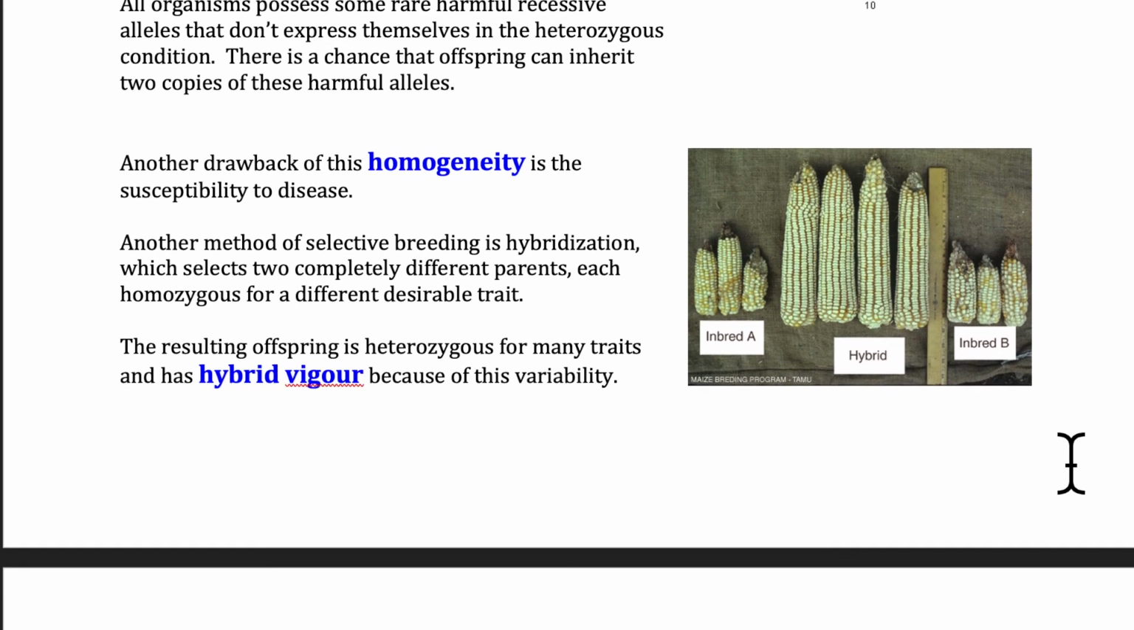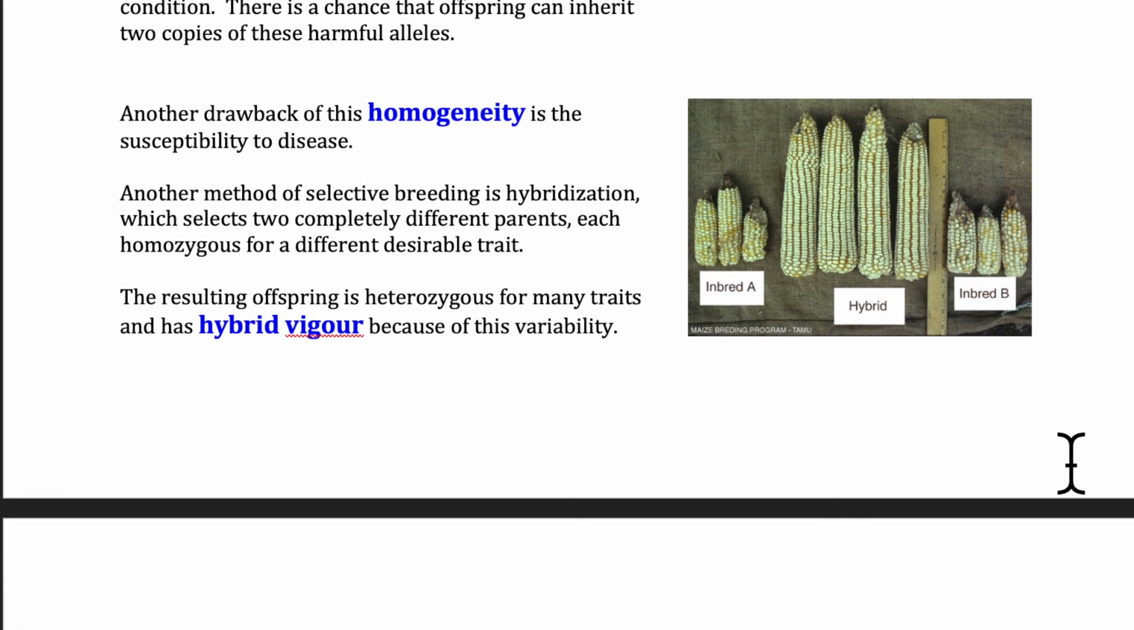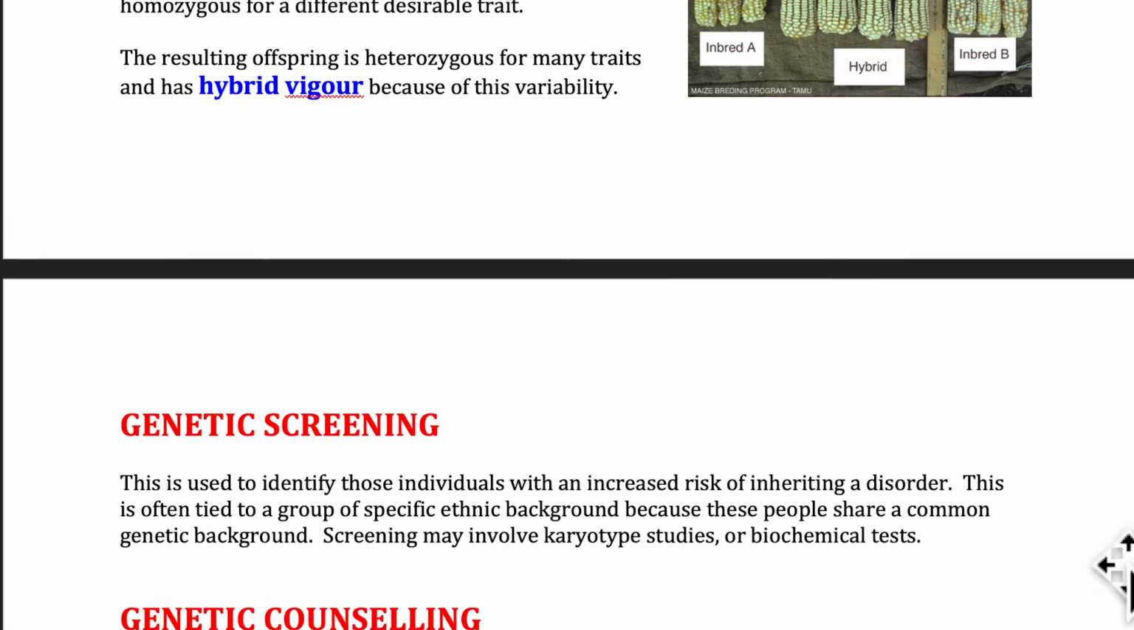Another method of selective breeding is hybridization, which selects 2 completely different parents, each homozygous for a different desirable trait. The resulting offspring is heterozygous for many traits and has hybrid vigor because of this variability. I'll say that again. The resulting offspring is heterozygous for many traits and has hybrid vigor because of this variability.